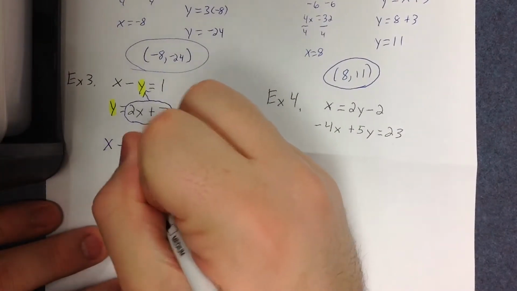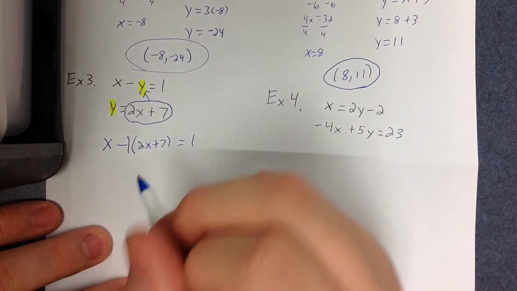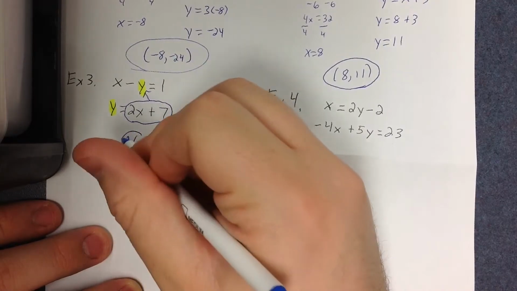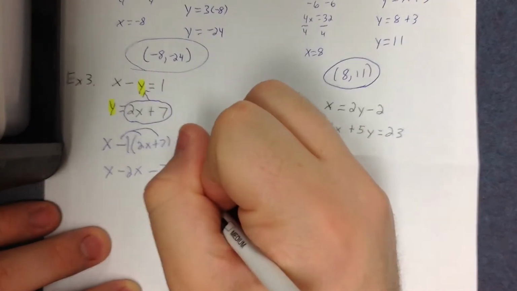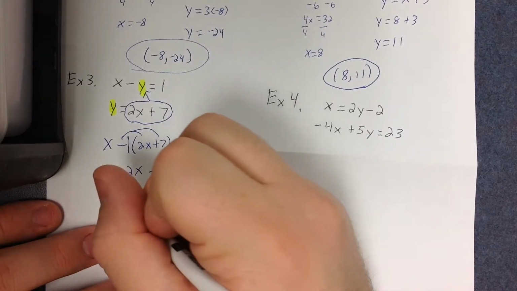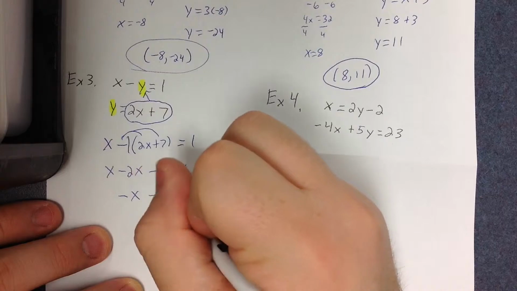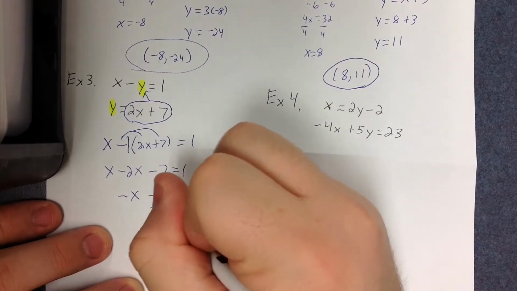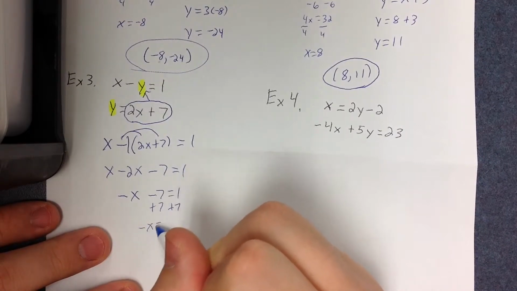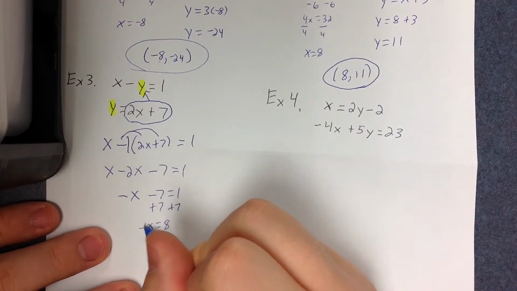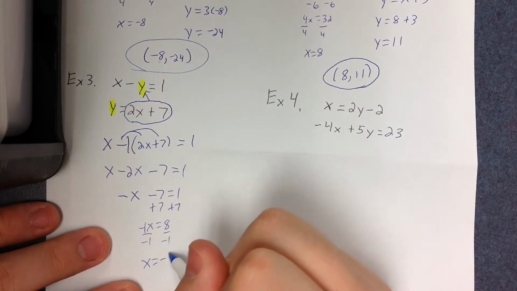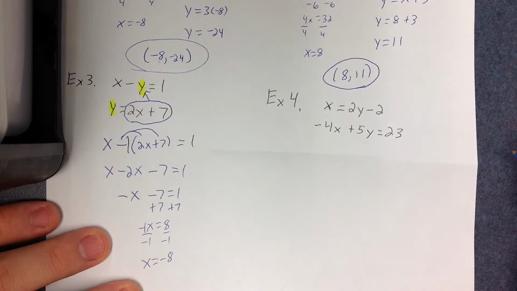Remember, if I have a minus sign, we want to treat that like a negative 1 and distribute. So this is x minus 2x minus 7 equals 1. Same side, so x minus 2x is negative x minus 7 equals 1. Add 7 to both sides. So negative x equals 8. And then again, this is like a negative 1, so I have to divide both sides by a negative 1 and get x equals negative 8.